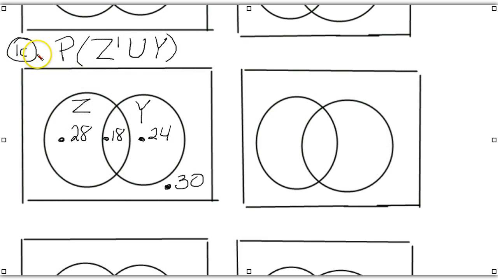Now in 1C, we want to shade in yellow Z complement, so everything but Z. So there is our Z complement, everything but Z. Now we're going to do union, so we want to shade Y. For this, we can use the red again, and we're going to shade Y.